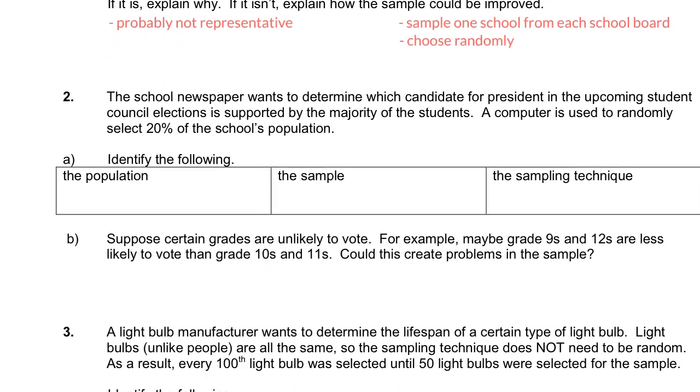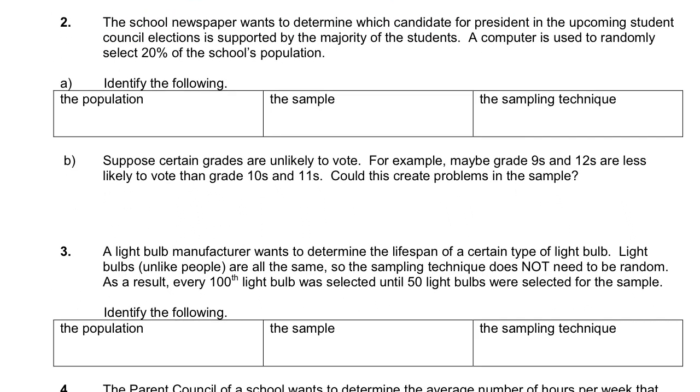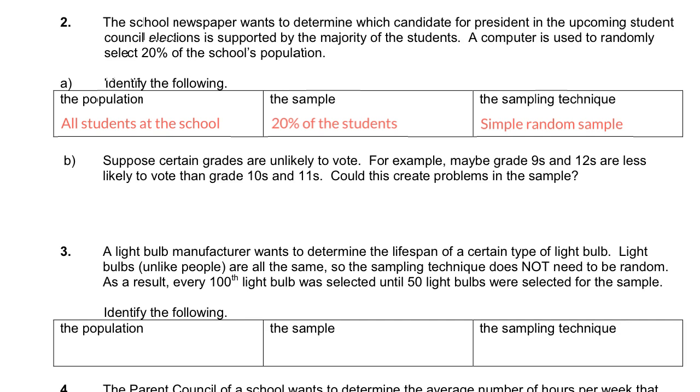Okay, let's do a similar question. So here we have a school newspaper that wants to determine which candidate for president in the upcoming student council elections is supported by the majority of students. A computer is used to randomly select 20% of the school's population. Okay, so what is the population, what is the sample, and what is the sampling technique? Pause the video and try to figure that out on your own.